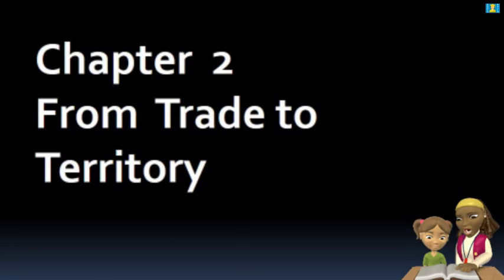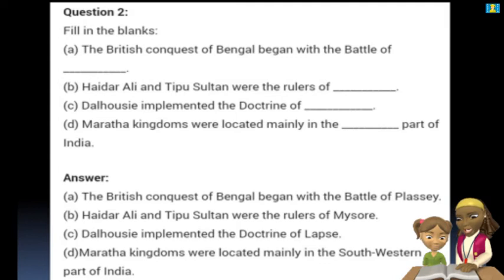Chapter 2. From Trade to Territory. Question. Fill in the blanks. A. The British conquest of Bengal began with the Battle of ___. B. Hyder Ali and Tipu Sultan were the rulers of ___. C. Dalhousie implemented the doctrine of ___. D. Maratha kingdoms were located mainly in the ___ part of India.